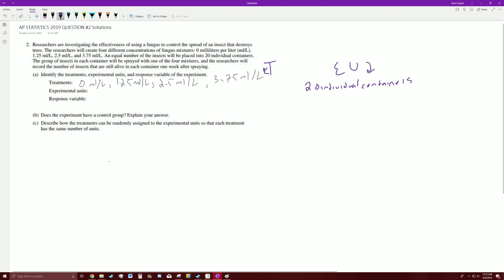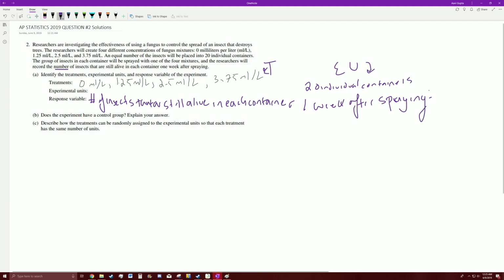Experimental units. The response variable, and this is taken straight from the question, is the number of insects that are still alive in each container 1 week after spraying. Again, the treatment is what you impose upon the experimental units. So you're imposing the different concentrations of fungus mixtures on the 20 individual containers which have an equal number of insects, and the response variable is the number of insects that are still alive 1 week after spraying.